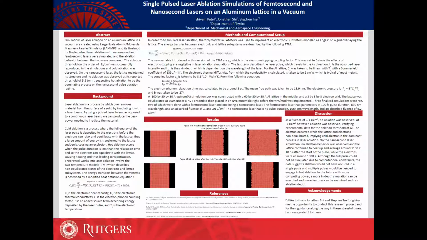So at a fluence of 0.01 joules per centimeter squared, no ablation was observed, while at 0.1 ablation was observed, which is very good because it verifies previous experimental data on the ablation threshold of Al being 0.1. And the ablation occurred while the lattice and electrons were non-equilibrated, which means there was a high gap in the temperatures of the 2 subsystems, implying cold ablation was the dominant process in the laser ablation.